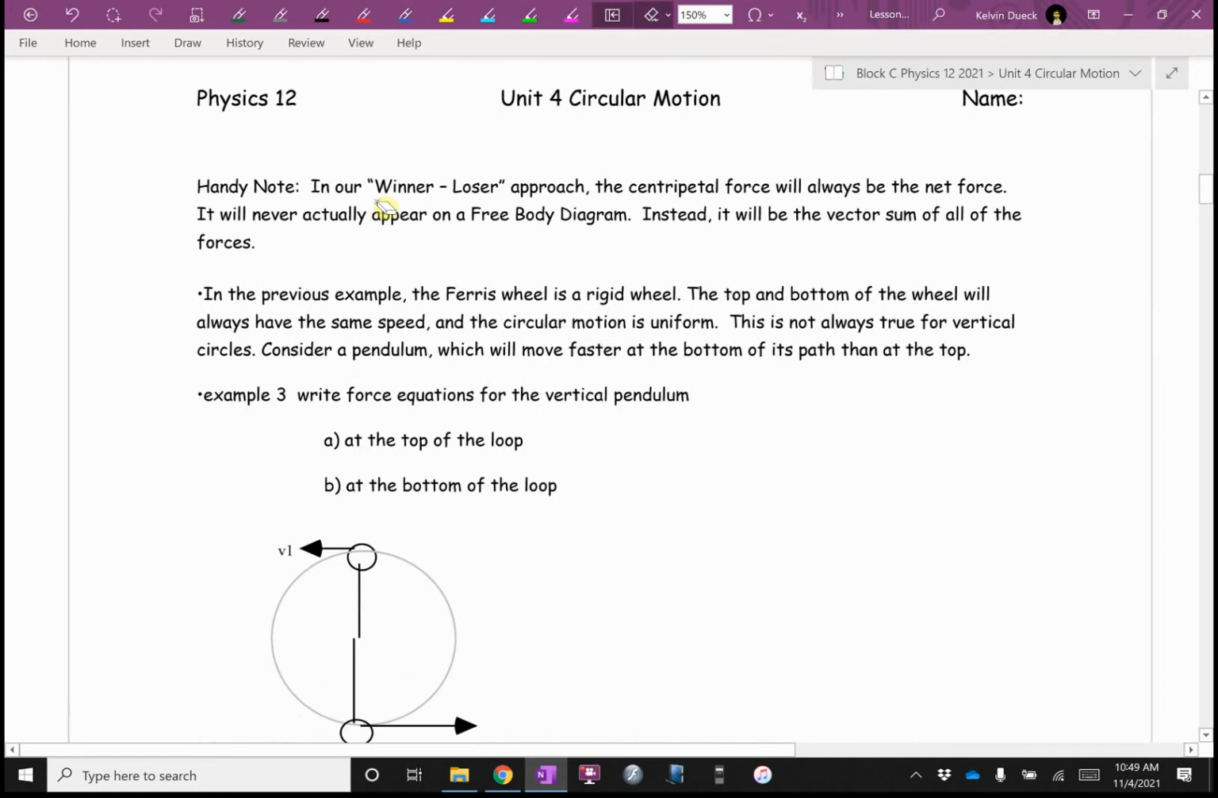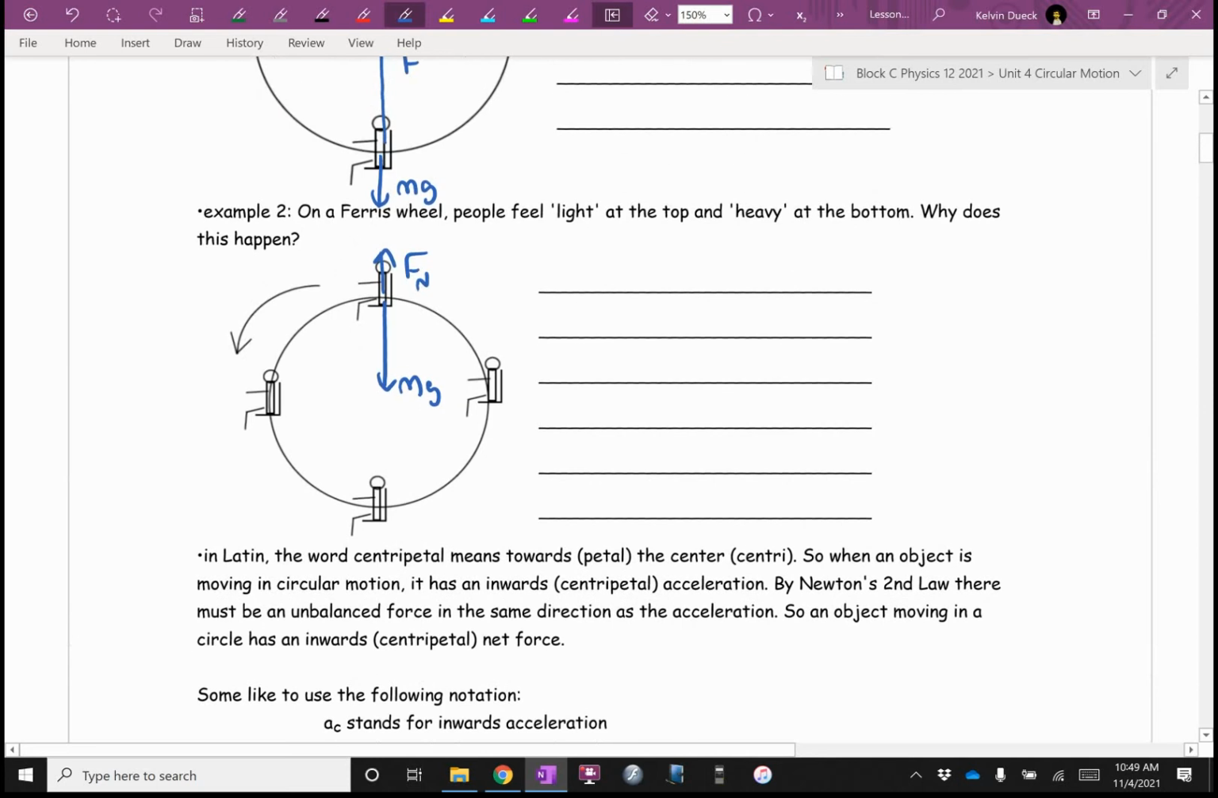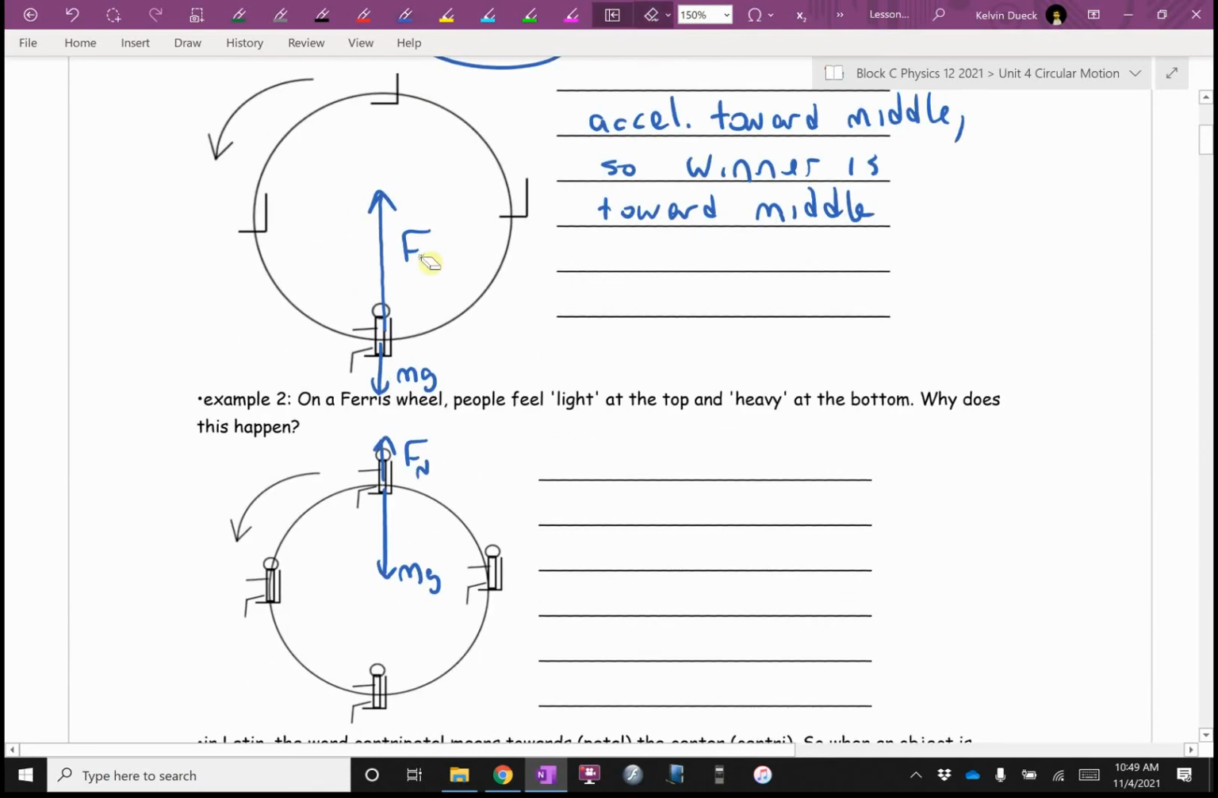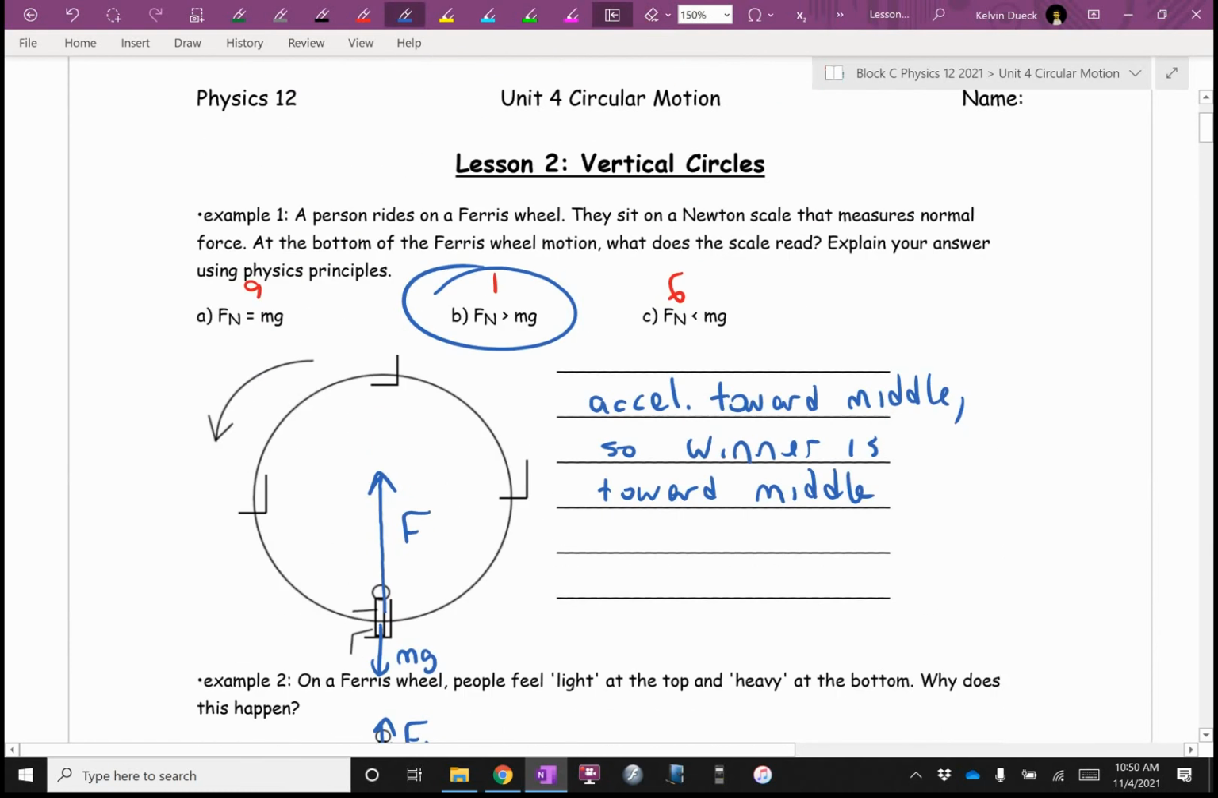Here's the key idea then. In our winner minus loser approach, the centripetal force, Fc, will always be the net force, F net. And in the same way in our free body diagrams, F net never showed up on the free body diagram, Fc will never show up on a free body diagram. Do you see an Fc on here anywhere? No. Do you see an Fc on here anywhere? No. Fc will not show up on your free body diagram. What will show up is all the vector sums that got you there.